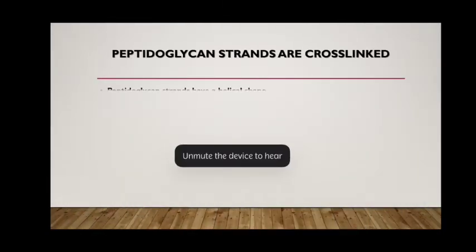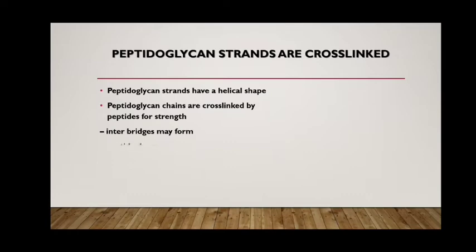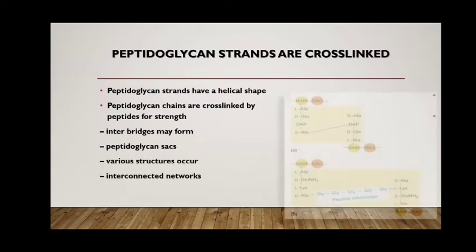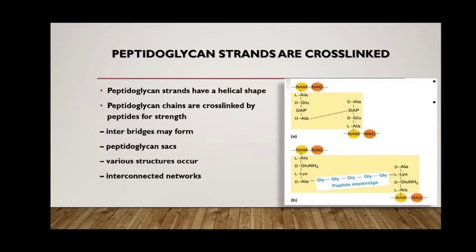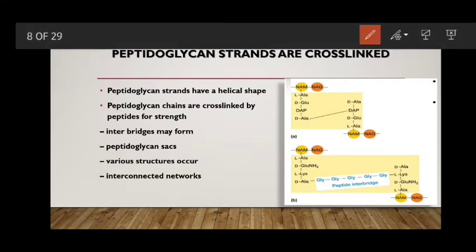In order to make a strong mesh-like polymer, chains of linked peptidoglycan subunits must be joined by cross-links between the peptides. Often the carboxyl group of the terminal D-alanine is directly connected to the amino group of DAP. This is mostly found in gram-negative bacteria. As we can see in the first diagram, the D-ala is connected to DAP, and in the next diagram we can see a peptide linkage between D-ala and L-lysine. The bridge is known as the peptide interbridge. This is for gram-positive bacteria.